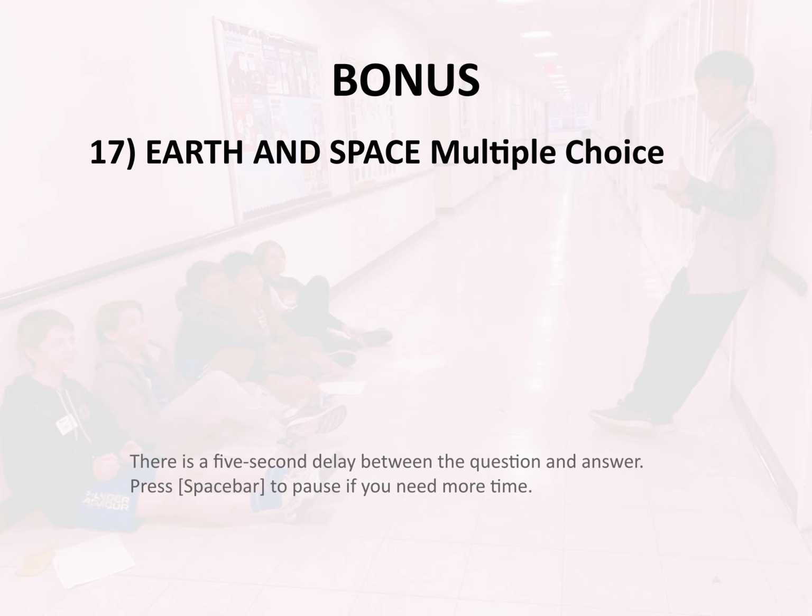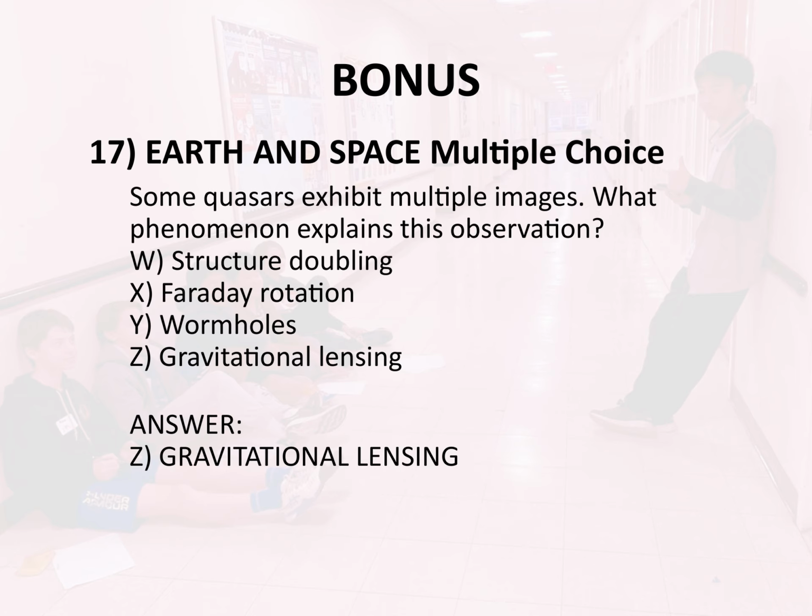Bonus 17. Earth and space. Multiple choice. Some quasars exhibit multiple images. What phenomenon explains this observation? W. Structured doubling. X. Faraday rotation. Y. Wormholes. Z. Gravitational lensing. Answer: Z. Gravitational lensing.